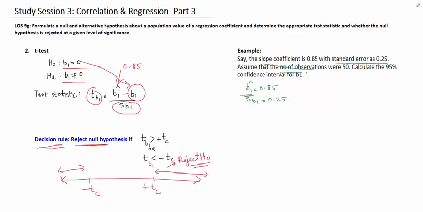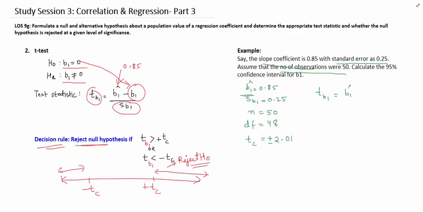Next, the number of observations is 50, so n is 50. Hence the degree of freedom is 48. As calculated in the previous sum, the critical value of t is plus minus 2.01. So let's calculate the value of the test statistic, which is t b1.